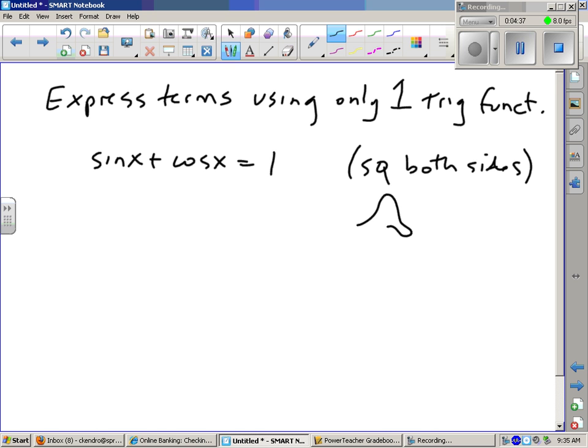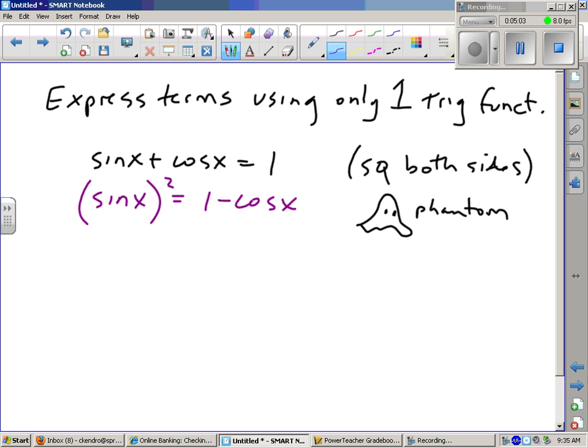Now remember, when you square both sides, you have to look for the phantom answer. Okay, because we're squaring both sides, we look for the phantom. So let's do this. Now remember, I said square both sides. Before we do that, I want to isolate either the sine or the cosine. I'm going to choose the cosine, so I'm going to bring the cosine to the other side.